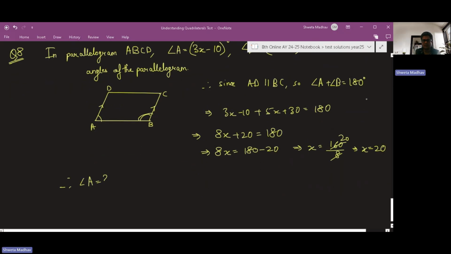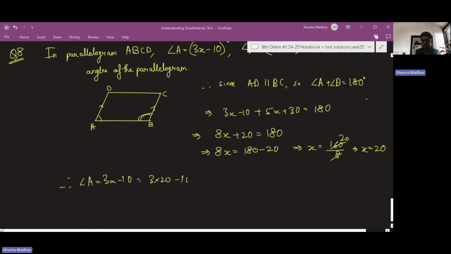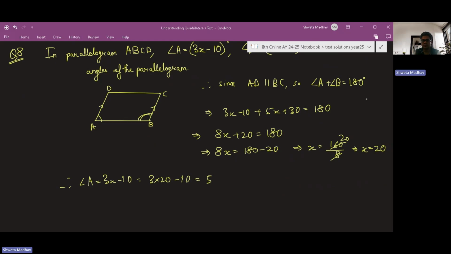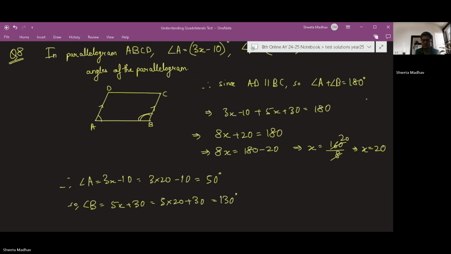Angle A will be 3x minus 10, so that is 3 into 20 minus 10, which is 60 minus 10, that is 50 degrees. Angle B will obviously be 5x plus 30, so that is 5 into 20 plus 30, which is 130 degrees.